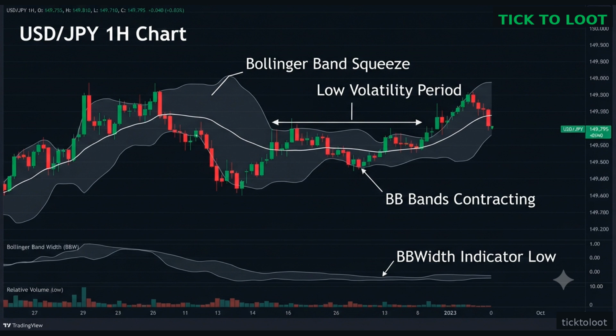A Bollinger Band squeeze occurs when the bands narrow significantly, indicating that a big move is coming soon. This is like a coiled spring, where the energy is building up and ready to be released. When the bands squeeze, it's like a warning sign that the market is about to make a significant move. As a trader, you want to be prepared for this move by adjusting your trading strategy accordingly.